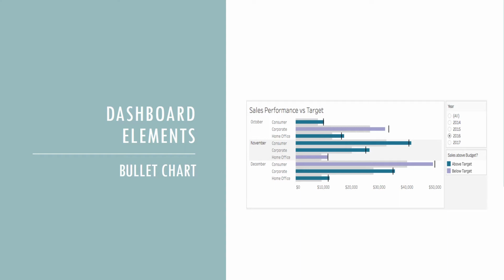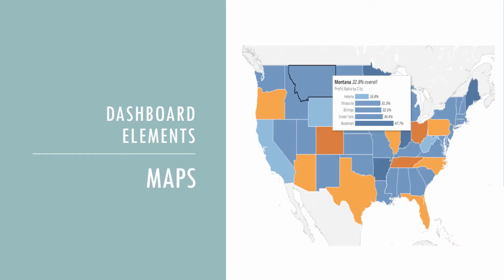Because it doesn't display history, this chart is best suited for quick, "how are we doing" dashboards, rather than deep analysis. The next and the last type of chart that we have are maps.